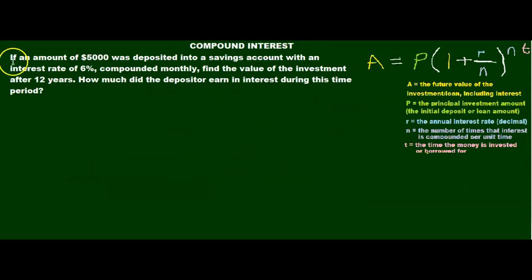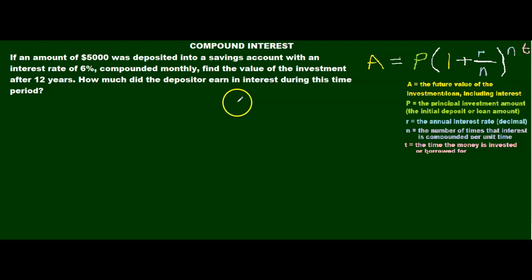Let's try an example. If an amount of $5,000 was deposited to a savings account with an interest rate of 6% compounded monthly, find the value of the investment after 12 years. How much did the depositor earn in interest during this time period? So to solve problems like this, it's always a good idea to specify all the variables that you were given.